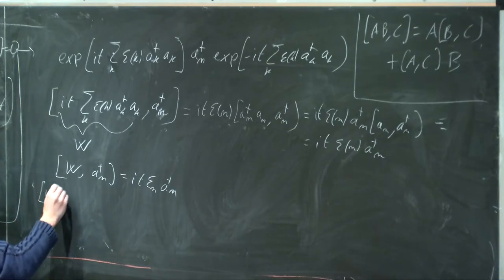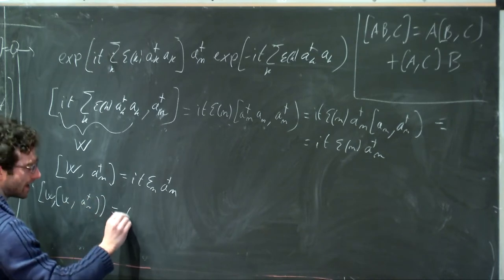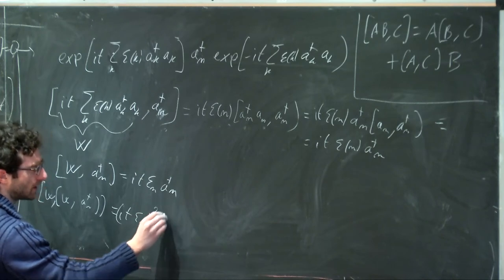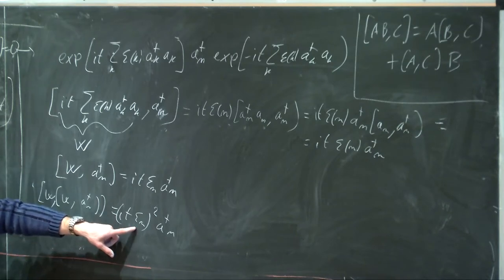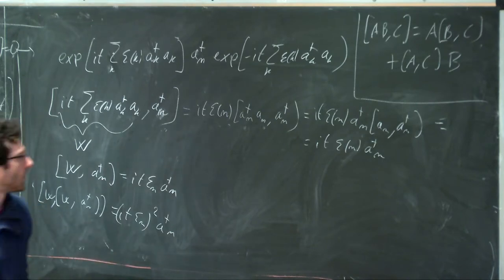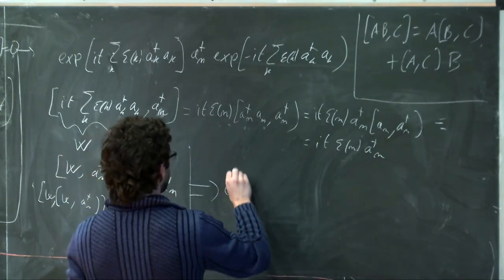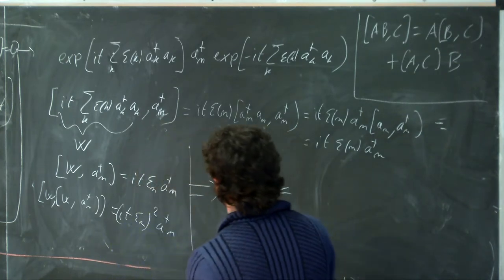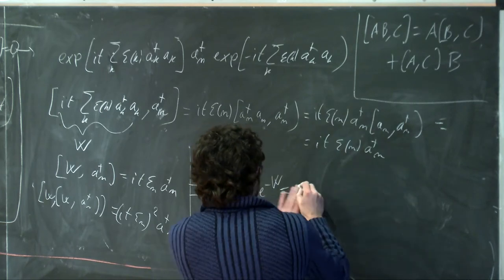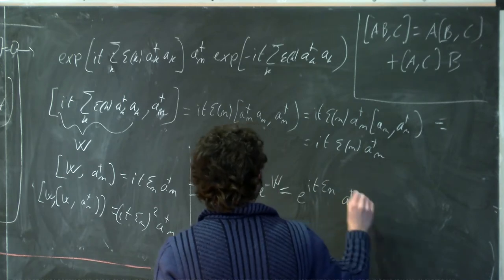So this means now that if we compute the commutator between W and this, what do we find? We find i t epsilon_n squared applied to a_n again, and so on. Every commutator that we apply, we just have to multiply this number by i t epsilon_n. So in the end, what we find is that e^W a_n e^{-W}, where I call this W, is equal to e^{i t epsilon_n} a_n.